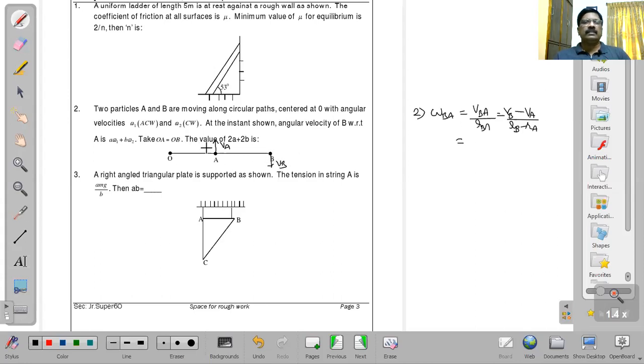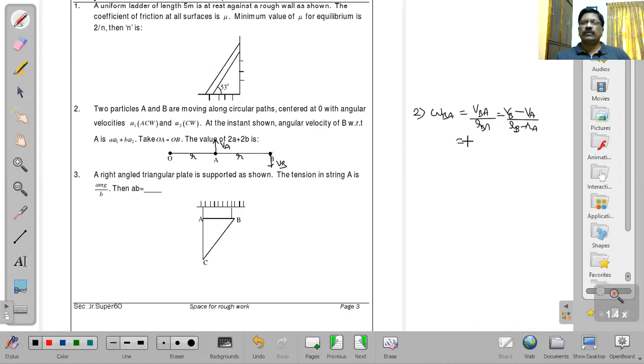R means this is the midpoint because OA is equal to OB, given. That's why if it is R, then this is also equal to R itself. Then VB means R omega, where R means distance of this point from this point O. VB means velocity of B with respect to O. That's why V is equal to R, the distance of B from O.